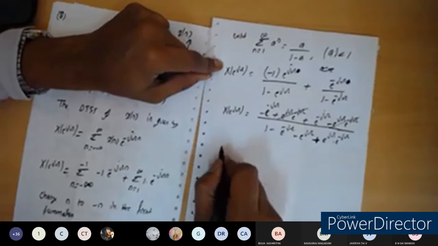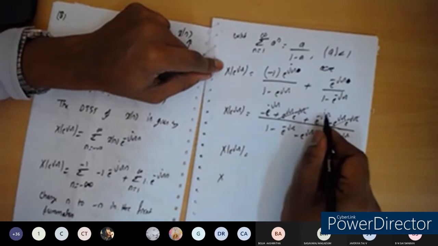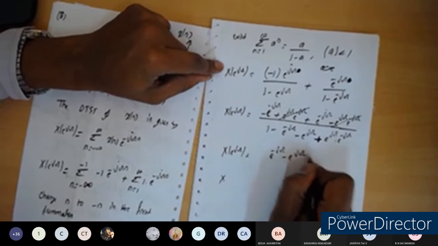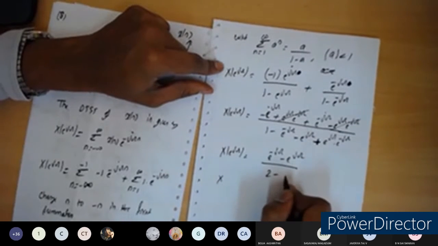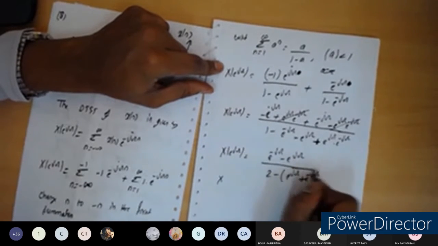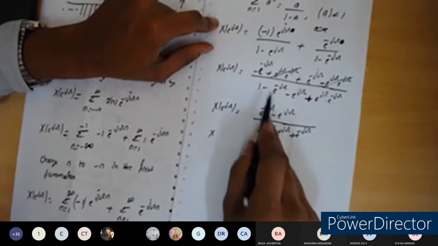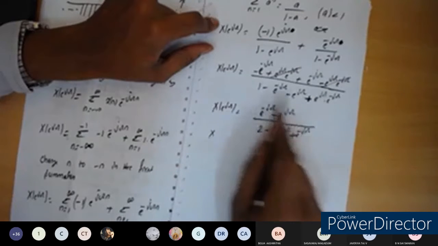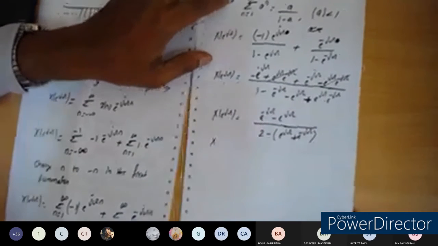So the answer will become X of e to the power of j omega is equal to, so these two will get cancelled, e to the power of minus j omega minus e to the power of plus j omega. In the denominator, this is plus 1, this is plus 1, it will become 2 minus, we can take minus common here, e to the power of j omega plus e to the power of minus j omega. The remaining quantity is e to the power of minus j omega minus e to the power of plus j omega, divided by 1 plus 1. So this will become 1 here. Minus, if you take common, it is e to the power of plus j omega into e to the power of minus j omega.